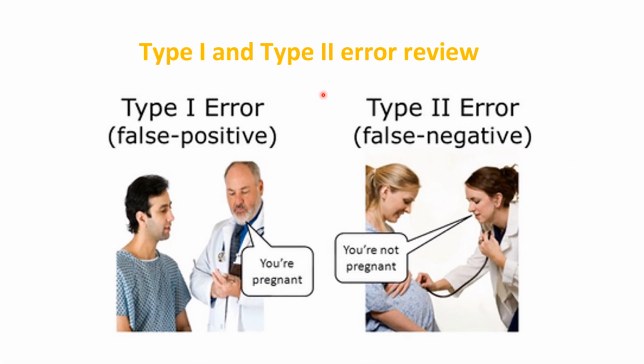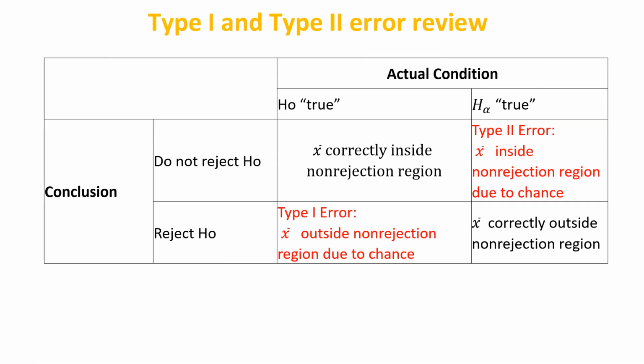On the lighter side, in a type 1 error, the doctor is telling a male person that you are pregnant. That is a type 1 error. And in a type 2 error, there is a lady who is already pregnant and the doctor is saying that you are not pregnant. So here the type 1 and type 2 error review can be seen.